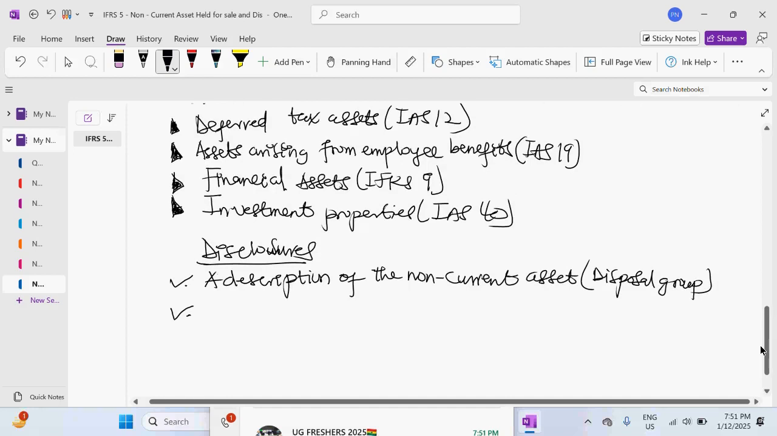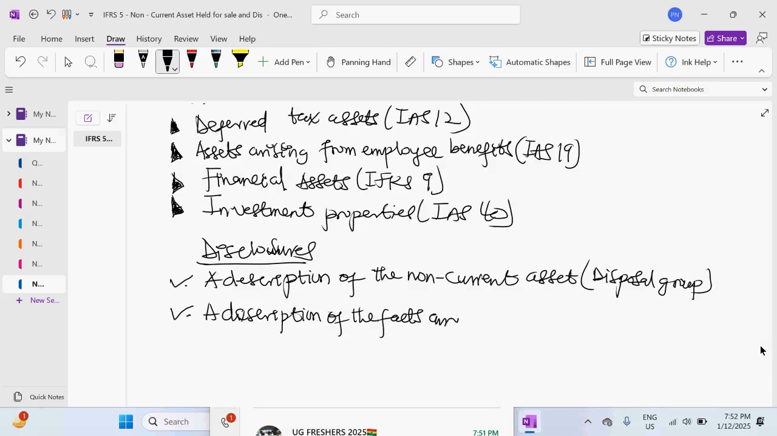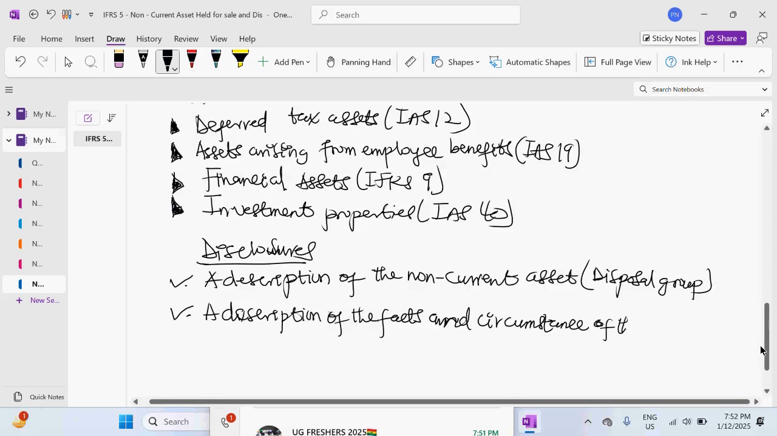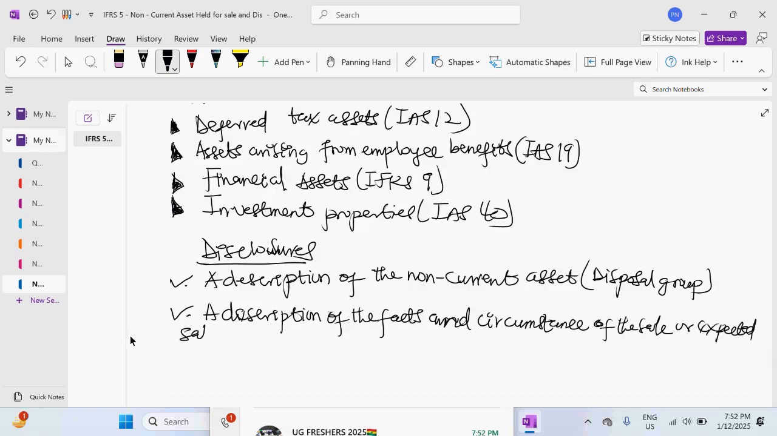Then there should also be a description of the facts and the circumstances of the sale, or the expected sale. What are the circumstances of the sale?